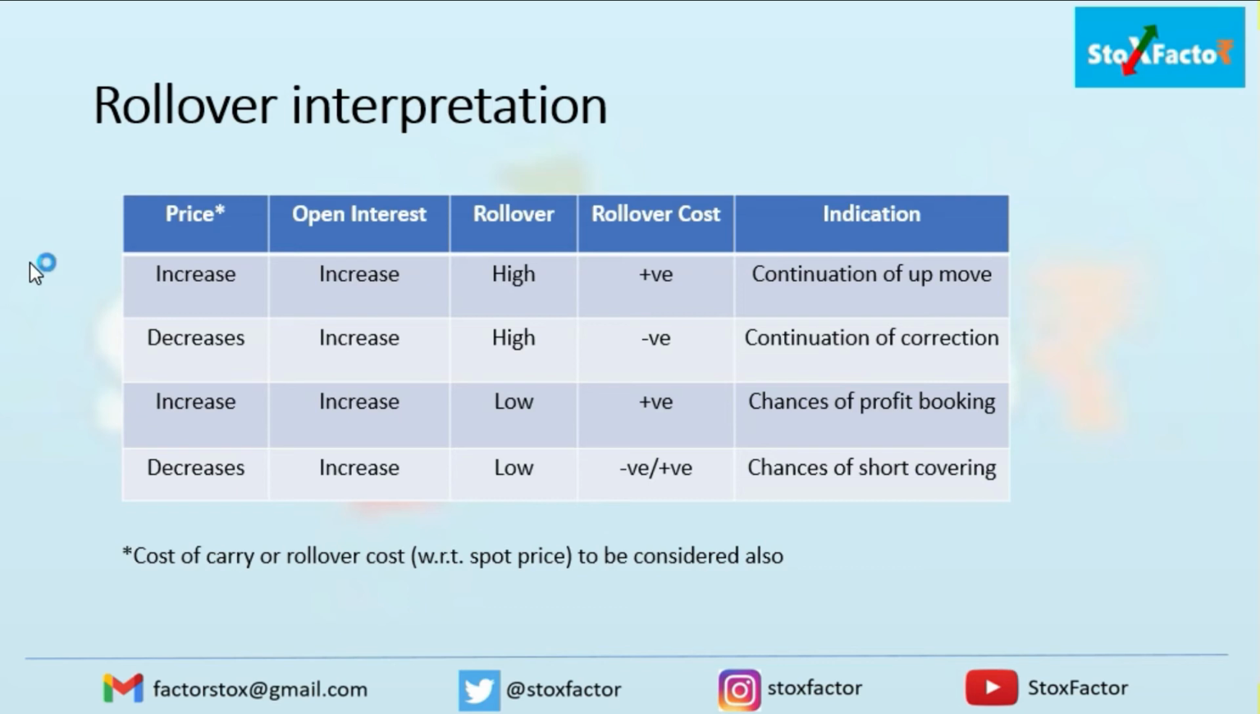Now the fourth case, that is the last case, is a decrease in the price and an increase in the open interest, but the rollover is low. It means people made their short positions in the current month for a particular stock, but they have covered their positions and they are not rolling their short positions to the next month. The rollover cost can be positive or negative. Generally you will see negative if there are high short positions, but in case the short positions are not very high, you will also see a positive premium. It gives you an indication that the chances of short covering are there and the stock will see a short covering rally in the next month. So people are not confident of rolling over their short positions to the next month.